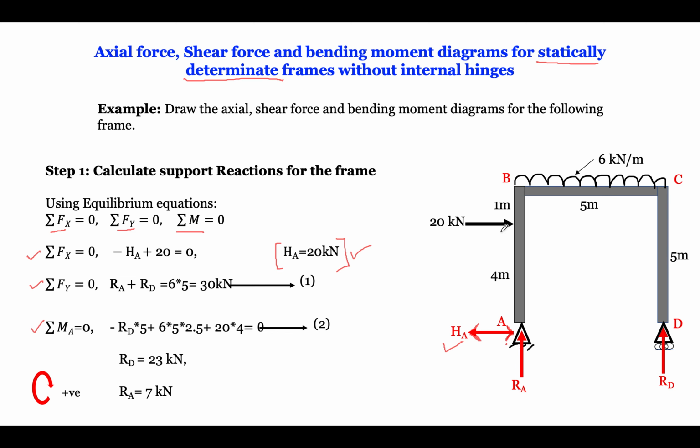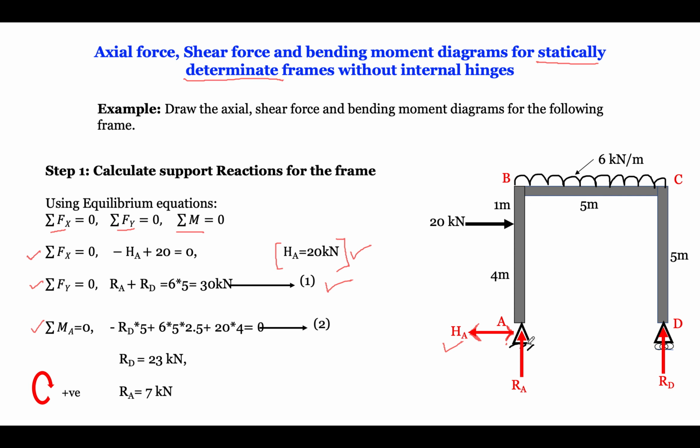So basically this equation we can simply write as RA plus RD minus 30. This is going up, so this is minus 30 equal to 0. When we do that, obviously minus 30 will go to the right side. So we will arrive at equation number 1. So that is our summation of forces in y direction. Now we got equation number 1.